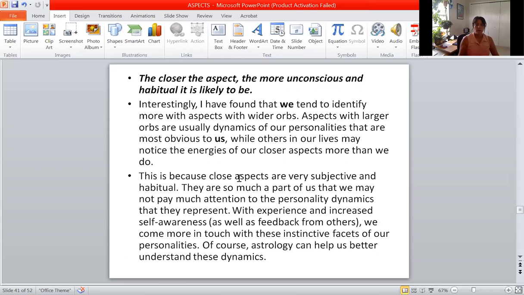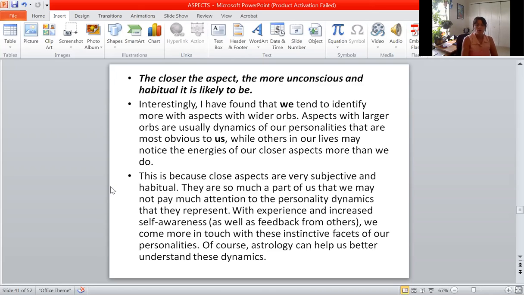The closer the aspect, the more unconscious and habitual it will be. This is interesting. I found that we tend to identify more with aspects that we personally do with wider orbs. Aspects with larger orbs are usually dynamics of our personalities that are most obvious to us, while others in our lives may notice the energies of our closer aspects more than we do. Just have to start looking at this. This is because close aspects are very subjective and habitual.